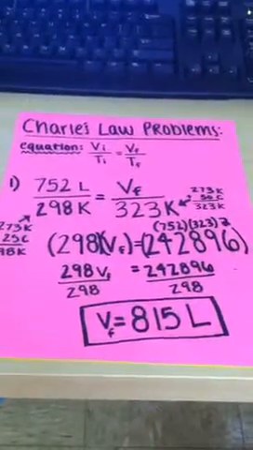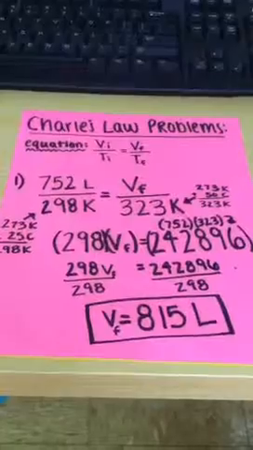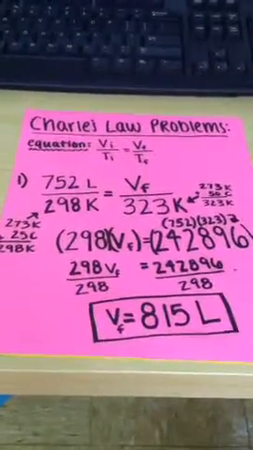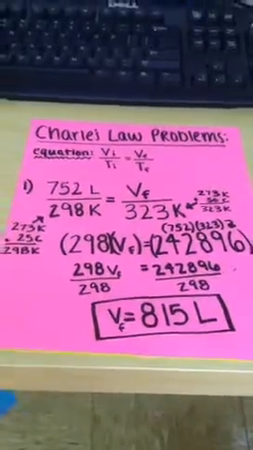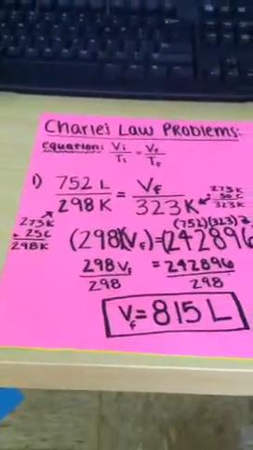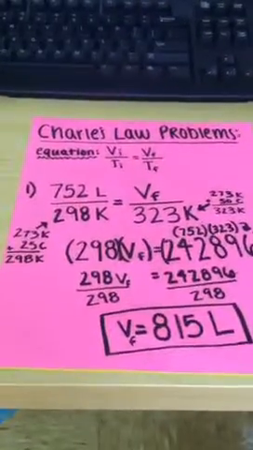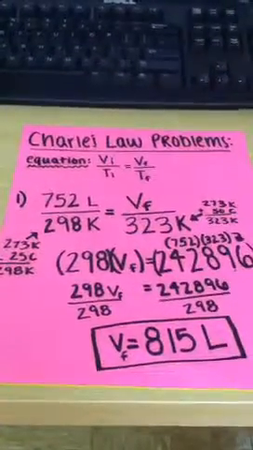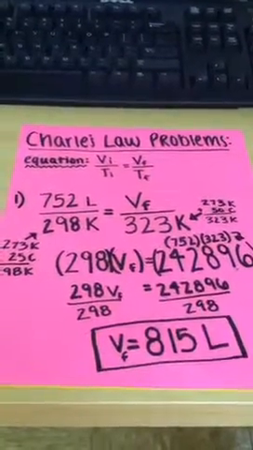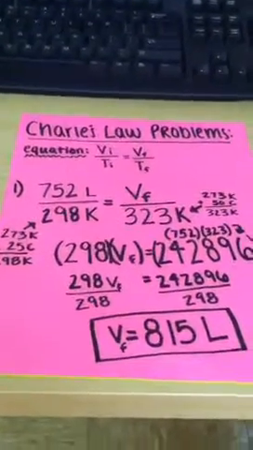For temperature problems, you have to add 273 kelvins to the temperature. So for the Ti, you have to add 25 degrees Celsius to 273 kelvins, and you get 298 kelvins. For the Tf, you have to add 50 degrees Celsius to 273 kelvins, and you get 323 kelvins.